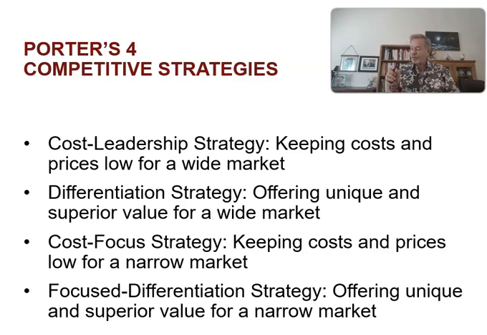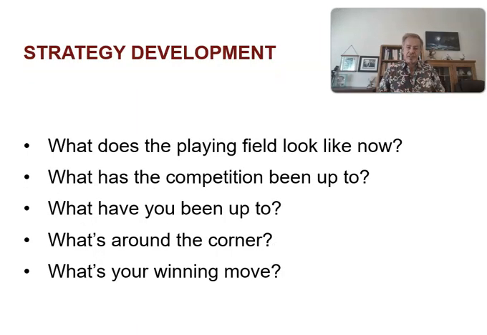They're competing for that narrow 1% or narrow 0.5% of the wealthiest in the world because they want to have a unique and superior value for a teeny tiny market, and they're happy to be there. Different kinds of strategies. So to develop your strategy, what does the playing field look like now?